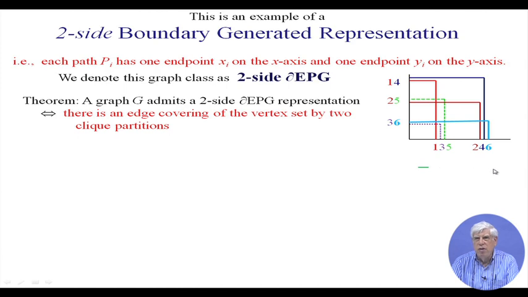So I have the horizontal clique partition and the vertical. Equivalent to that is that G is claw-free, gem-free, four-wheel-free, and odd-hole-free.